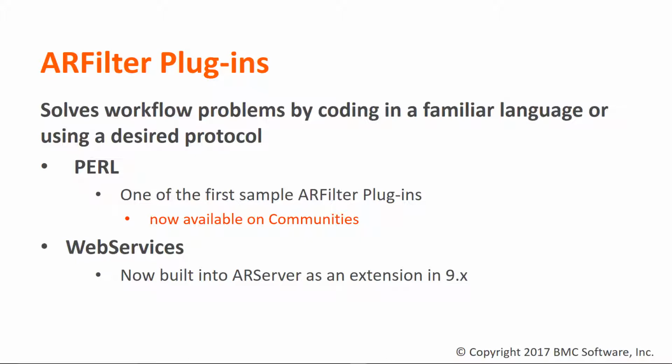And also, let's say that you want to work with a specific protocol, like SOAP, because you want to use web services. Well, as you've seen in some of our versions prior to 9.0, we had filter API plugins that would make calls to web services. So these are just examples of some of the types of filter API plugins that you might use.